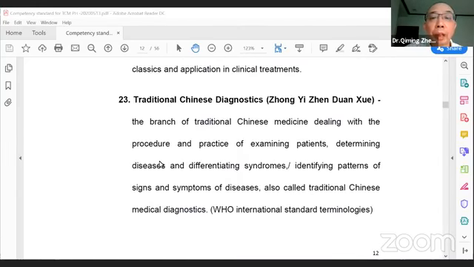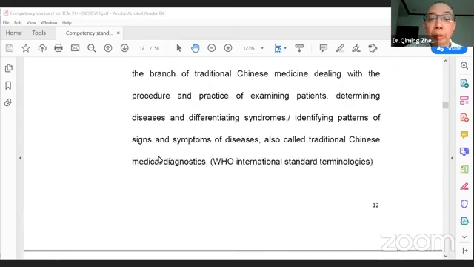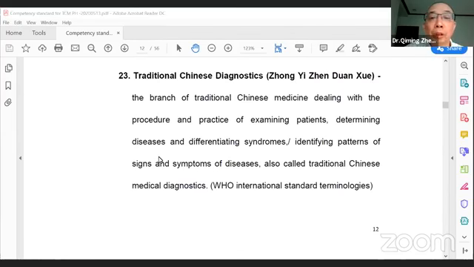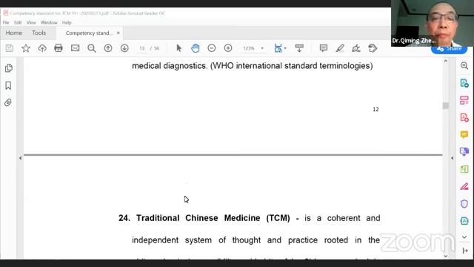Traditional Chinese diagnostics. The branch of traditional Chinese medicine dealing with the procedures and practice of examining the patient, determining disease and differentiating syndromes, identifying patterns of signs and symptoms of disease, also called traditional Chinese medicine diagnostics.